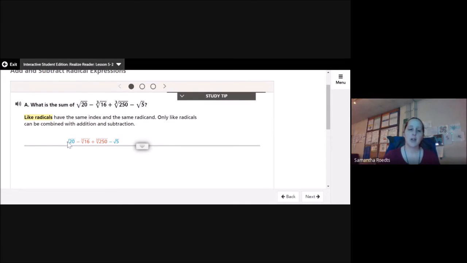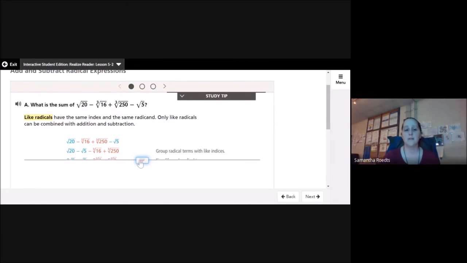Okay. So I can combine the square root of 20 and the square root of 5, and the cube root of 16 and the cube root of 250. So I group radical terms with like indices. So I have 2 square root of 5 minus square root of 5 minus 2 cube root of 2 plus 5 cube root of 2.